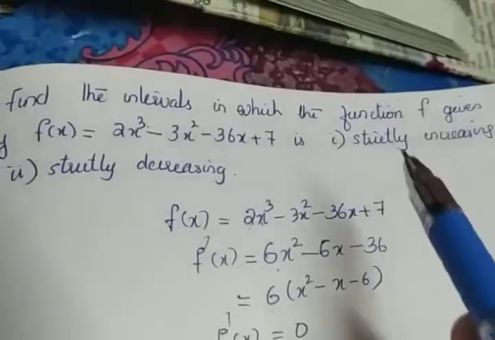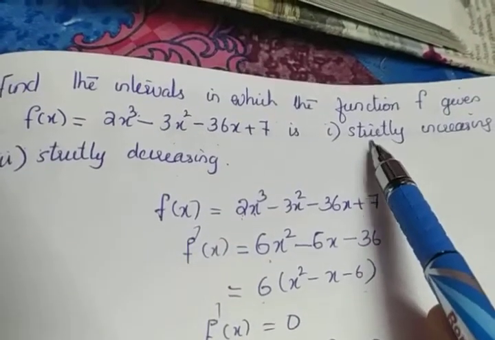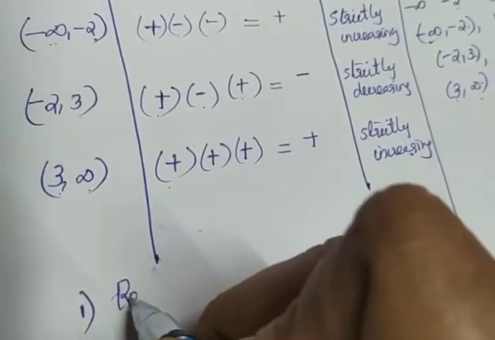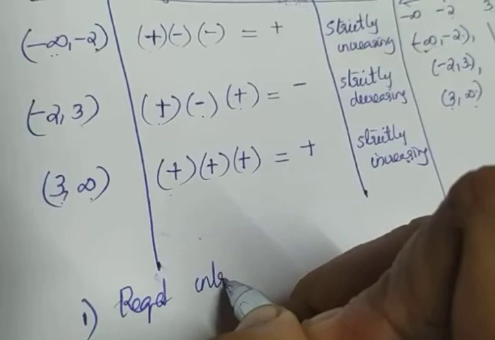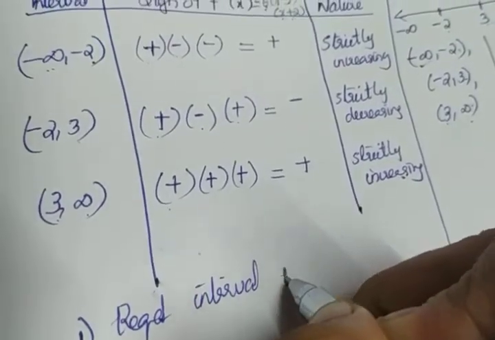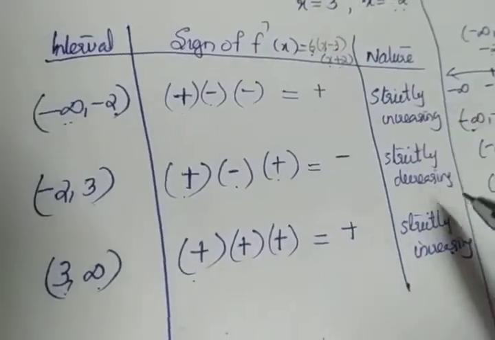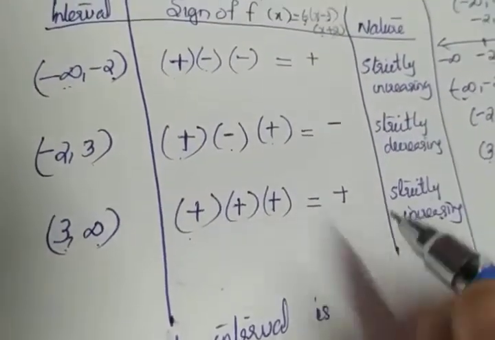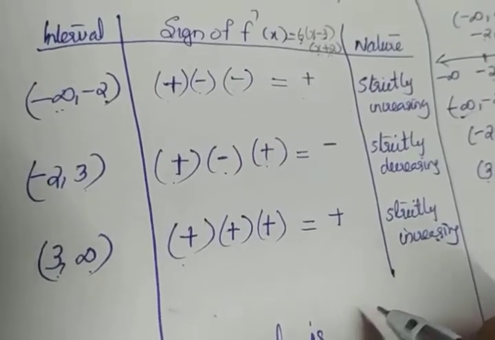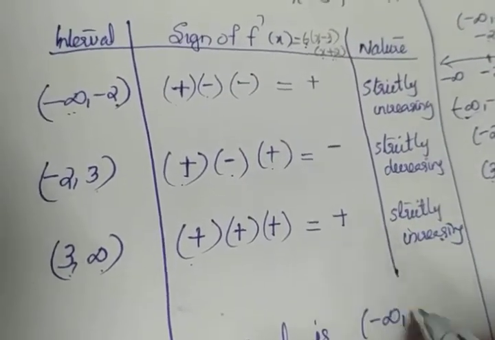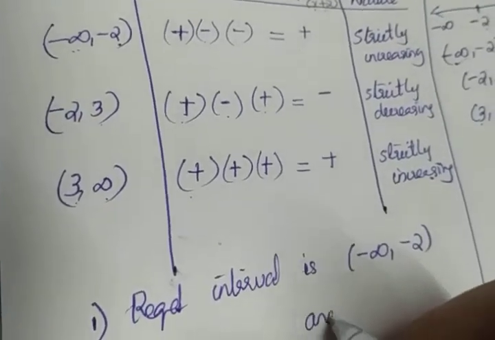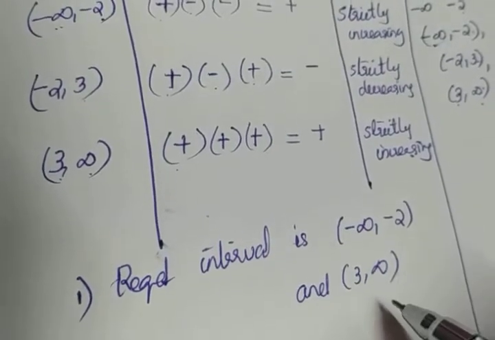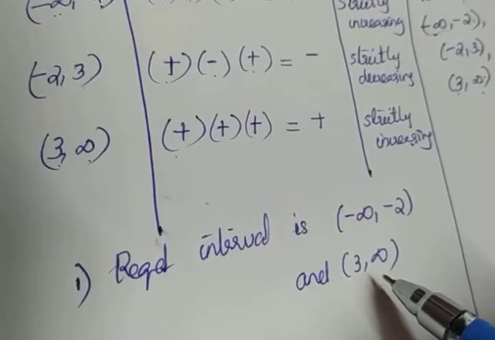Go back to the question. The first part is to find the interval in which it is strictly increasing. So we have to write the conclusion, the required interval. Required interval means the interval in which it is strictly increasing. You can see 2 intervals are there in which it is strictly increasing, isn't it? So you have to combine it and write. So the required interval in which the function is strictly increasing is minus infinity to minus 2 and 3 comma infinity. In minus infinity to minus 2 and 3 comma infinity the function is strictly increasing.